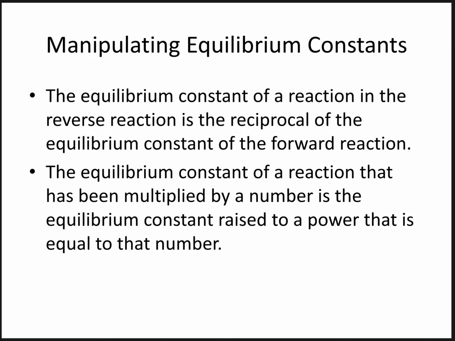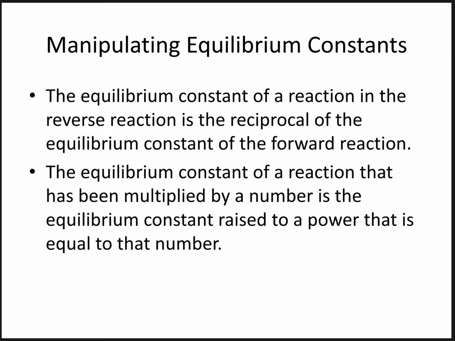Sometimes we want to manipulate an equilibrium expression, and so we need to be able to understand what to do if we manipulate that expression. So one thing we can do is write a reaction in the opposite direction. If we simply reverse the reaction, then the equilibrium constant is simply the reciprocal of what it was.